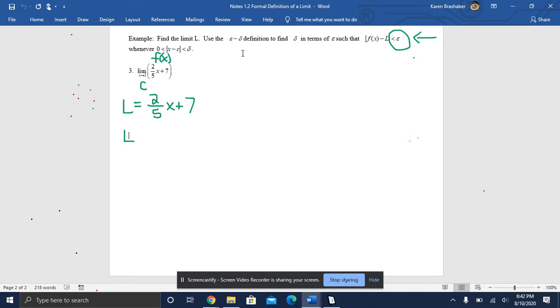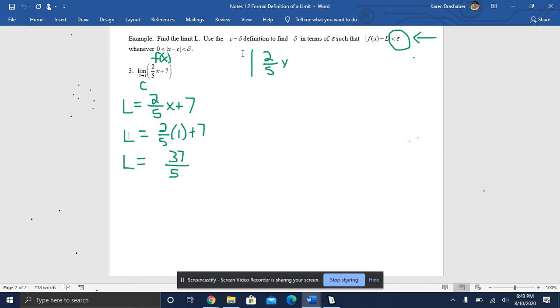We're going to substitute in our c value, so L would equal 2/5 times, and our c is a 1, plus 7. And then we're going to have to do a little arithmetic here with a fraction. So 2/5 plus 7, that'd be 7 2/5, or 37/5. So then we'll proceed on to the absolute value of f of x.